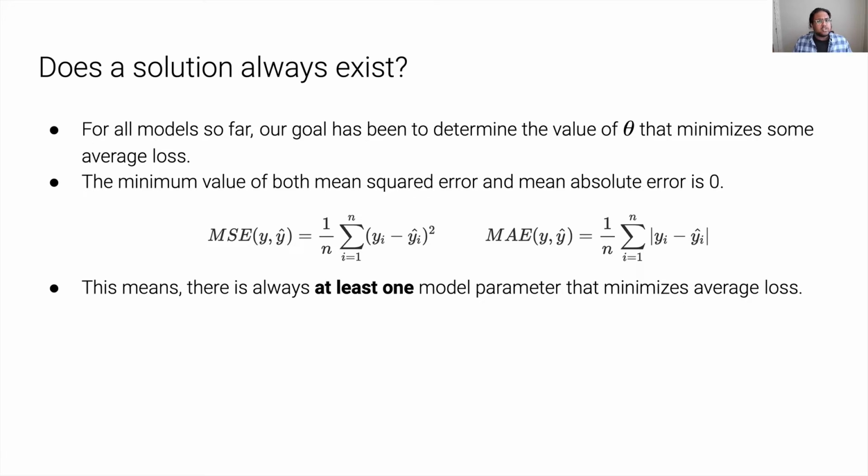Well, the loss functions that we've looked at so far, squared loss and absolute loss, both are always greater than or equal to 0, right? It's impossible for something squared, if we are dealing with real numbers, to be less than 0. And similarly, the absolute value of something is also greater than or equal to 0. This means that the mean squared error and mean absolute error are also both greater than or equal to 0. And so intuitively, what I'm trying to convey is that there's always some value of theta that minimizes our average loss. The thing is, there could be multiple.